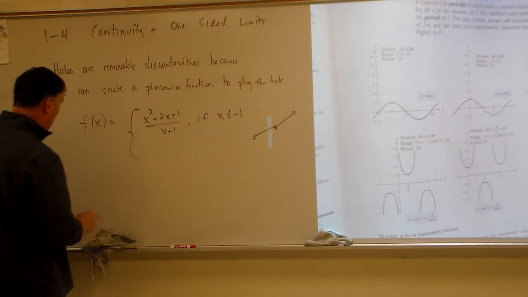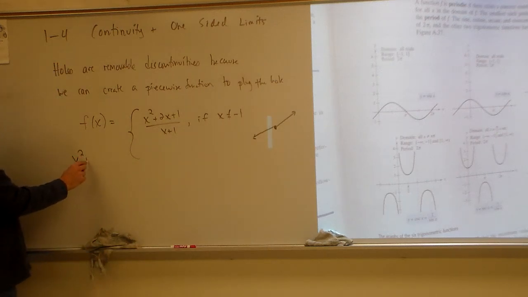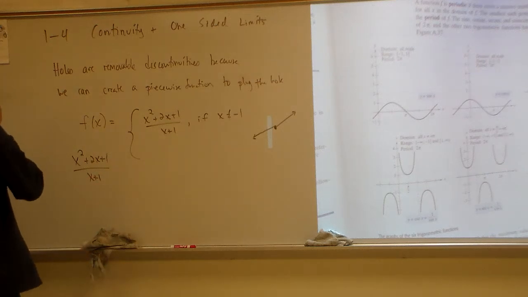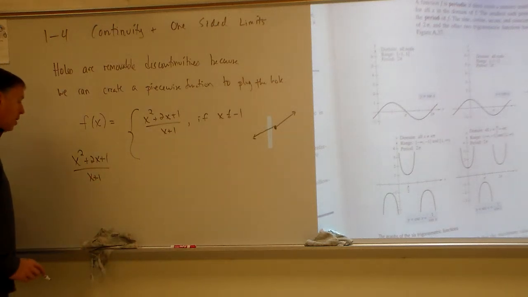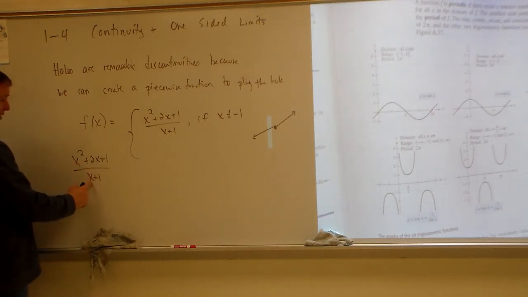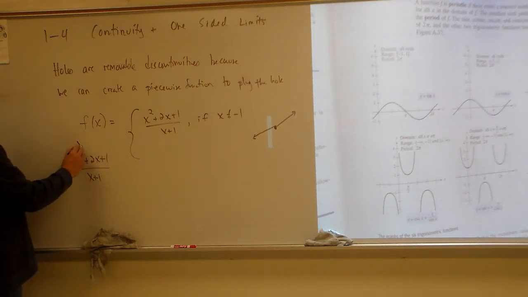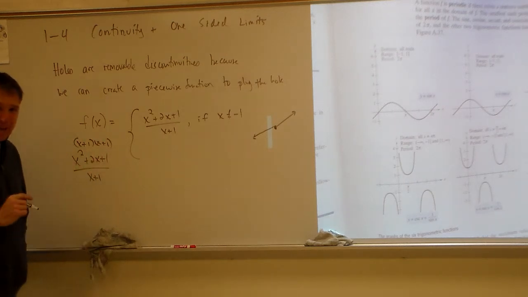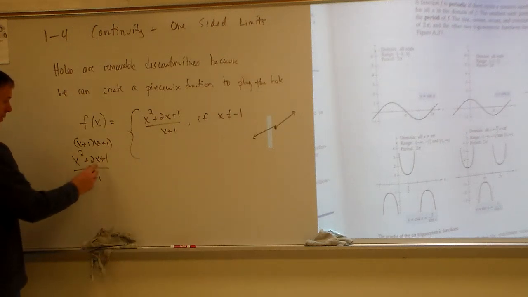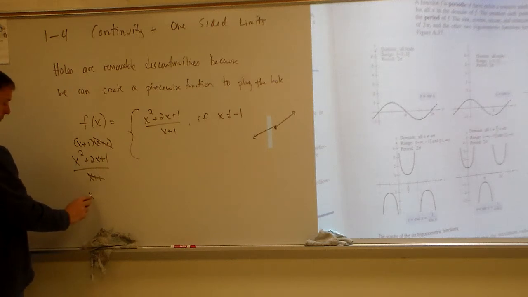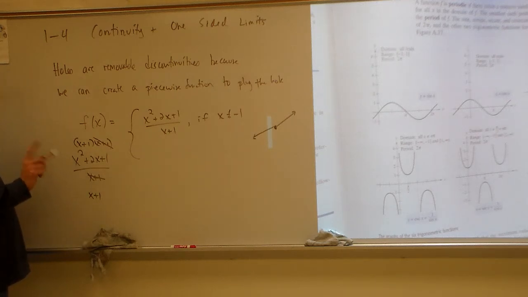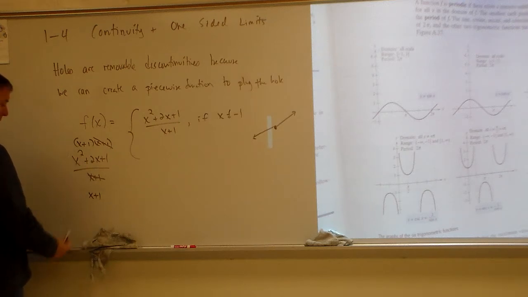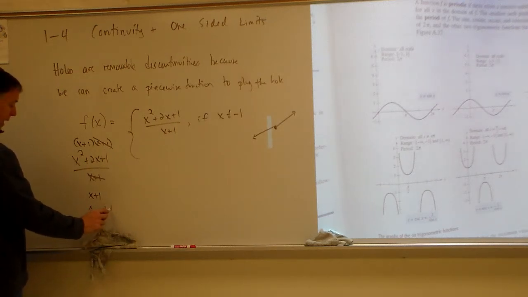Now, we talked about earlier that if you have a hole, that means that you can cancel. So let's take this over here off to the side, x squared plus 2x plus 1 over x plus 1, and let's see if we can cancel. Now, don't cancel these ones, you can't do that. You factor. So this is going to be x plus 1 times x plus 1. Now let's look at what happens when I cancel. I can cancel this, I can cancel this. I'm left with this function, x plus 1.